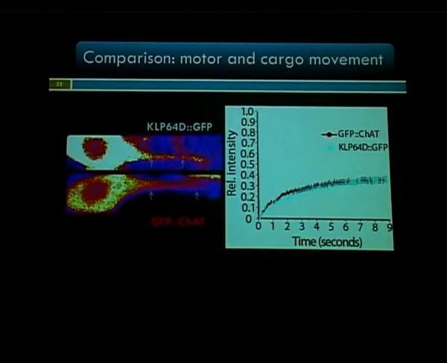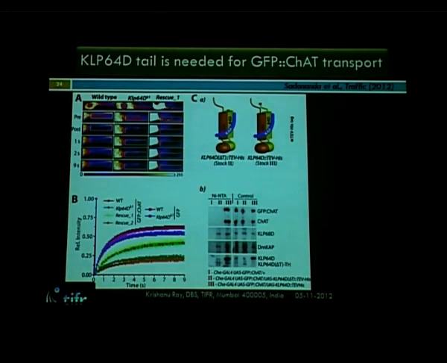We then found that the recovery rate of GFP-ChAT is proportional to the recovery rate of the motor that is considered to transport this protein, and then showed that the motor indeed binds to this protein through one of its tail domains. And this is the final experimental data. What we did was we created two different animals, one expressing a kinesin 2 without one of these tails, and the other expressing a full-length motor with both tails intact.